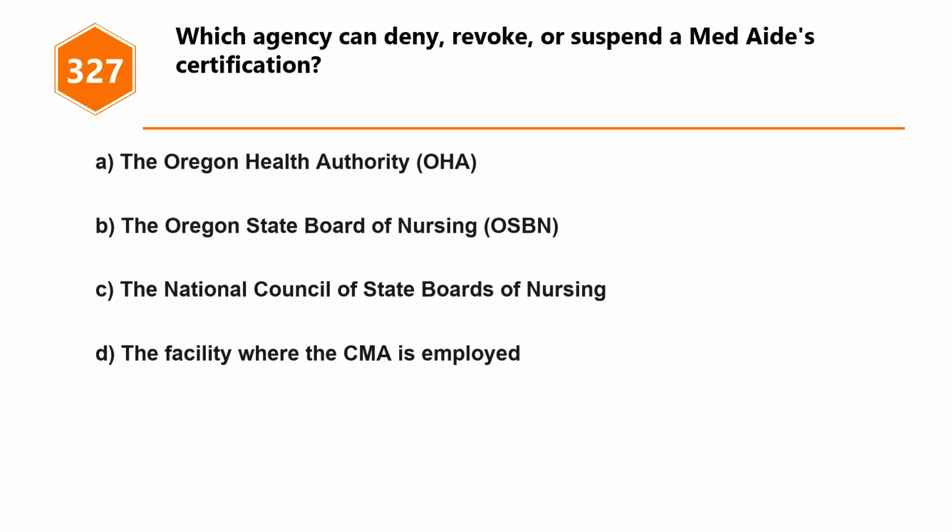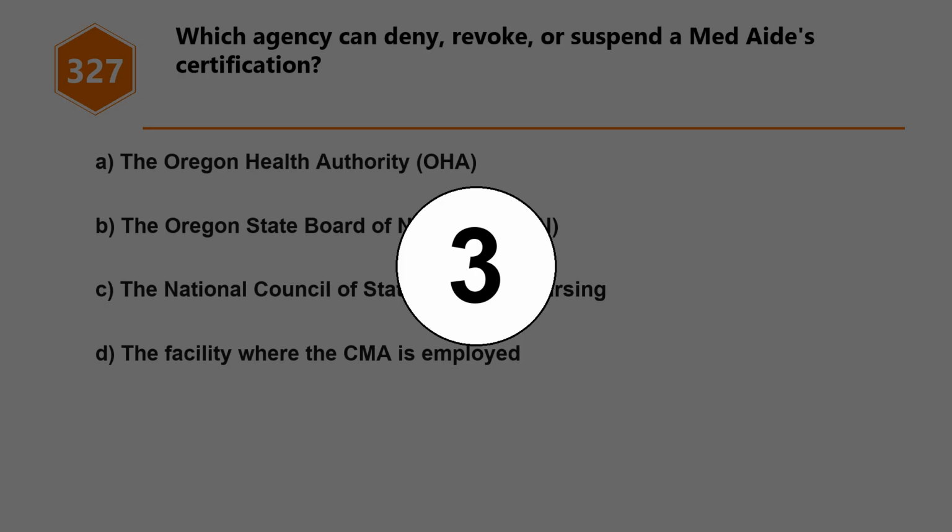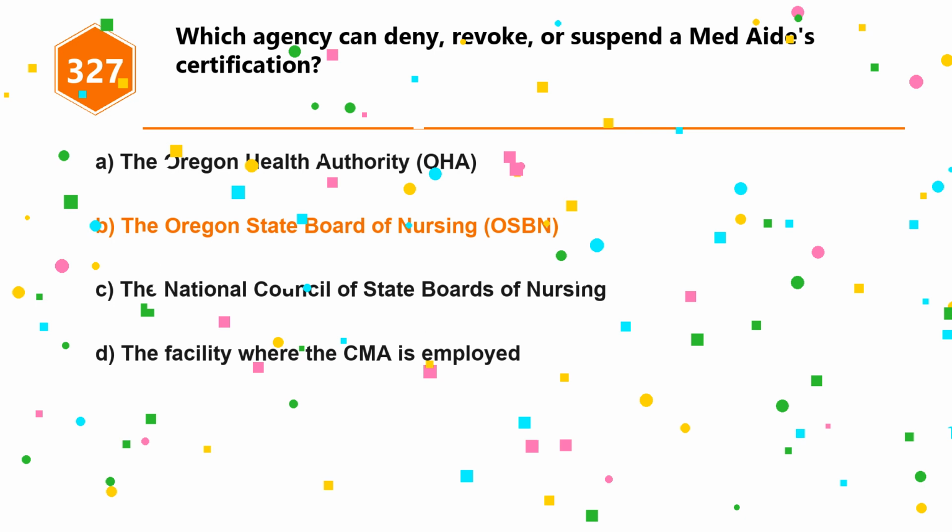Question 327. Which agency can deny, revoke, or suspend a med aide certification? Option A, the Oregon Health Authority, OHA. Option B, the Oregon State Board of Nursing, OSBN. Option C, the National Council of State Boards of Nursing. Option D, the facility where the CMA is employed. The correct answer is option B. The Oregon State Board of Nursing, OSBN.